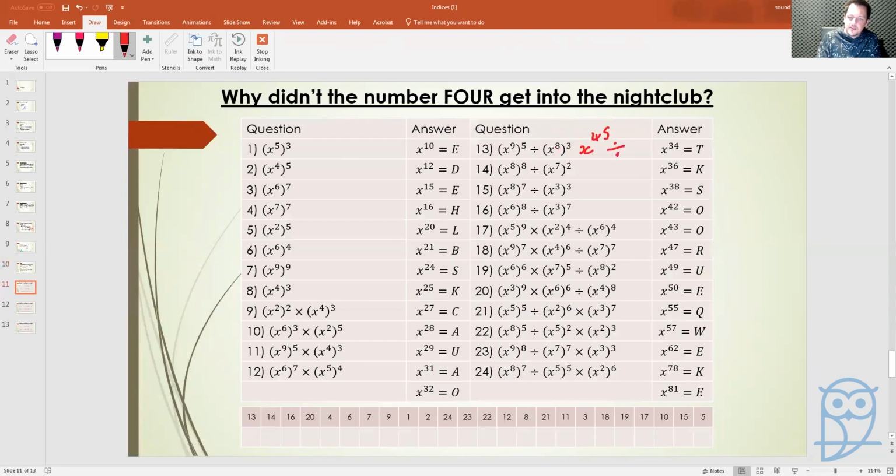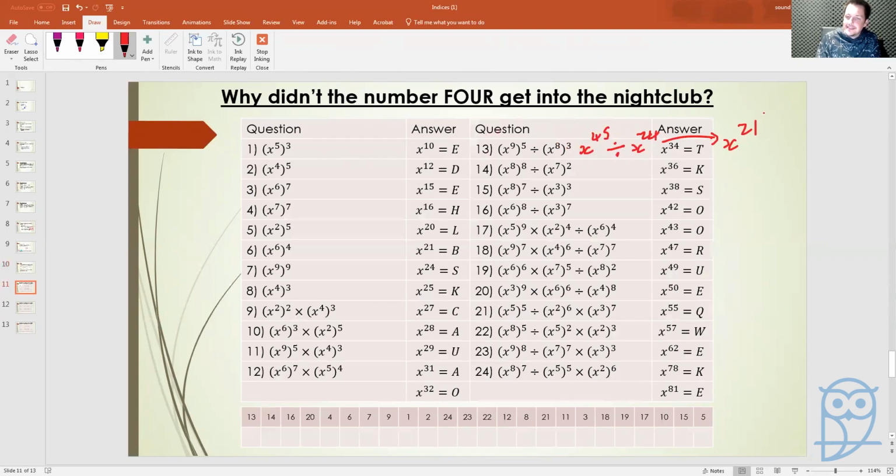Another exponent raised to an exponent means we multiply. 8 times 3 is 24. And when we divide, we know that we subtract our answers. So therefore, 45 minus 24 gives me 21. So that is my answer of question 13.